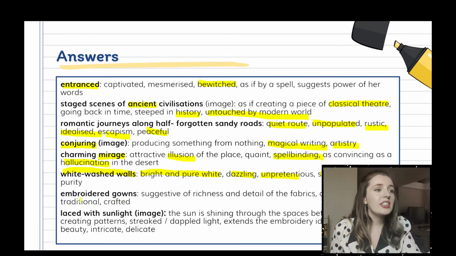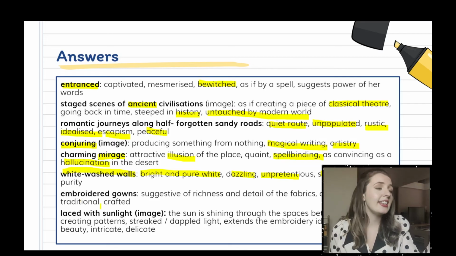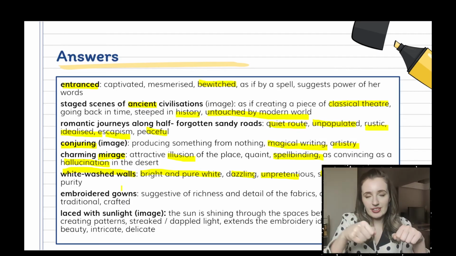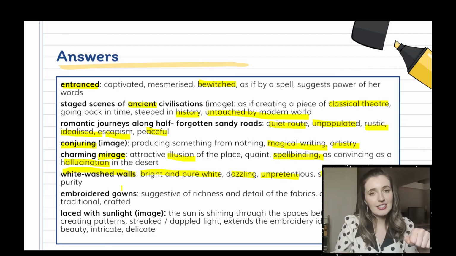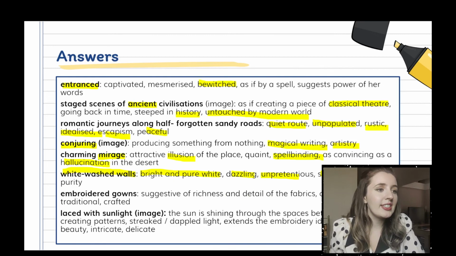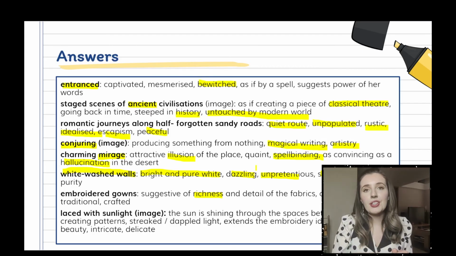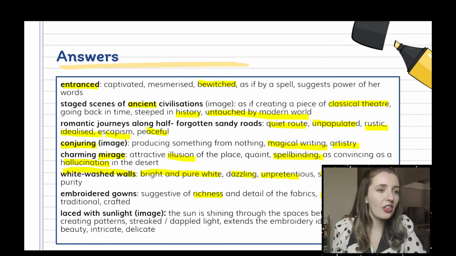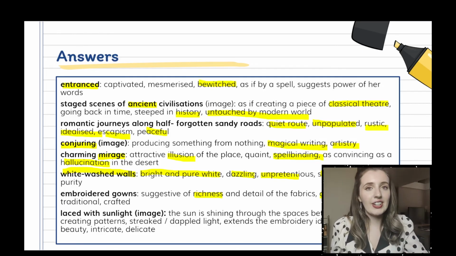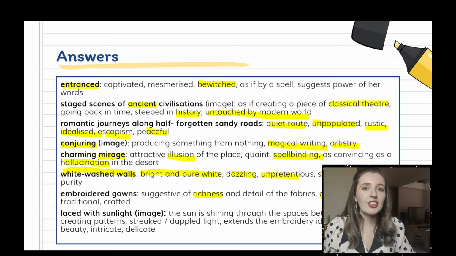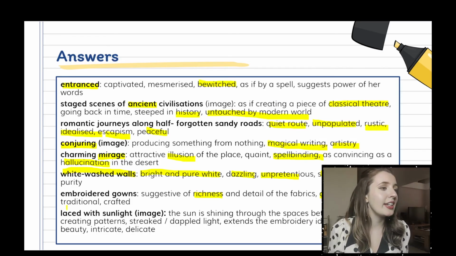And then with embroidered gowns and laced with sunlight, CIE tie these two images together. Embroidered gowns are dresses. If something's embroidered, it means it's got tiny little stitches and patterns put into it. So it suggests the richness and detail of the fabric, because if you embroider something, it takes a really long time to do. It's usually hand embroidered, right? That is really authentic, like the real country, rather than something mass produced in a factory. So lots of time and care and attention has gone into it, suggesting it's traditional, it's crafted.